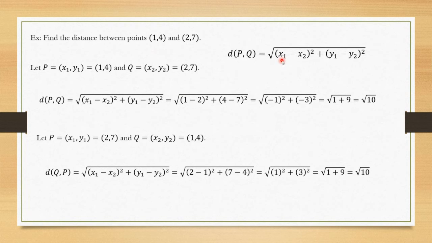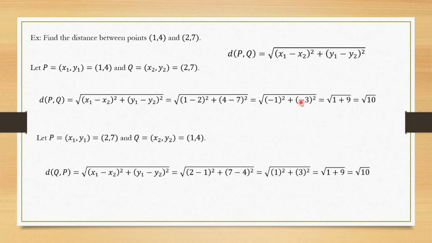Well, we subtract one x coordinate from the other, right? So we're going to subtract 2 from 1, 1 minus 2, in other words. Square that. Then same thing for the y coordinates. We have subtracting 7 from 4. Square that difference. 4 minus 7 squared.